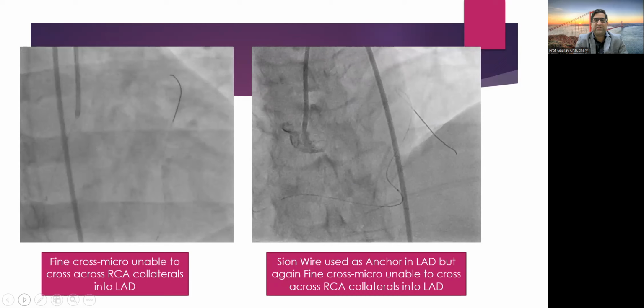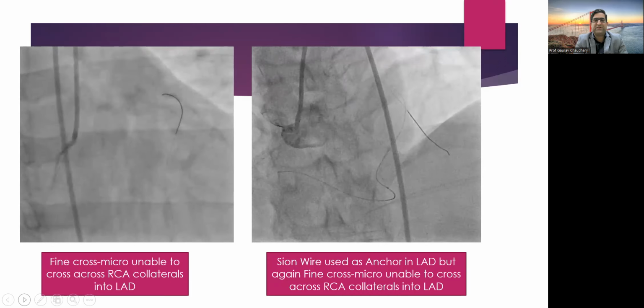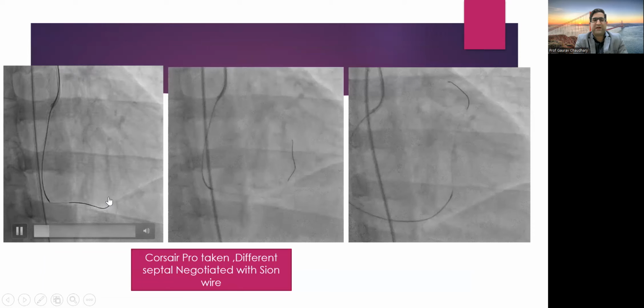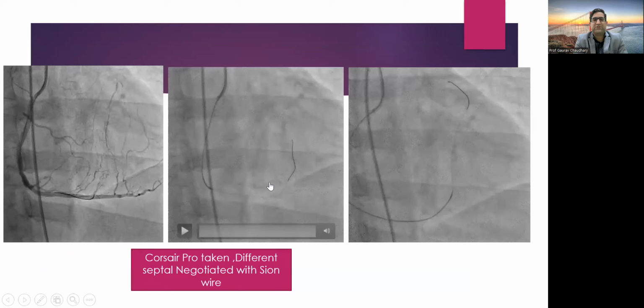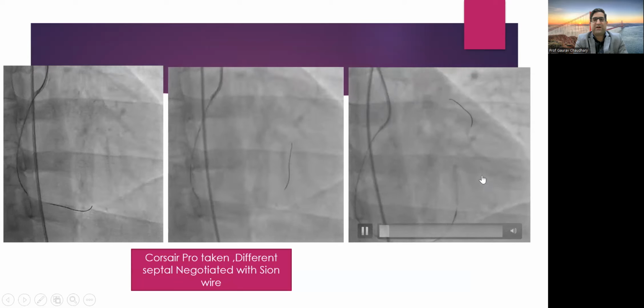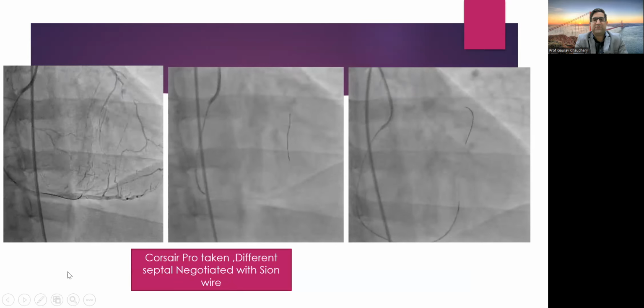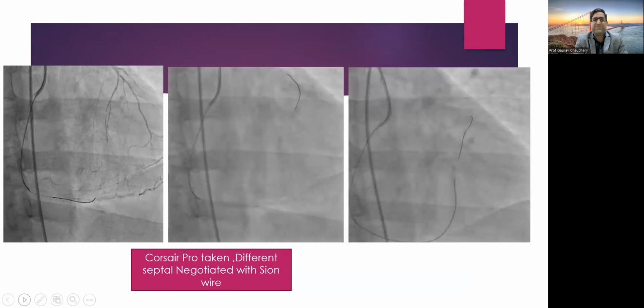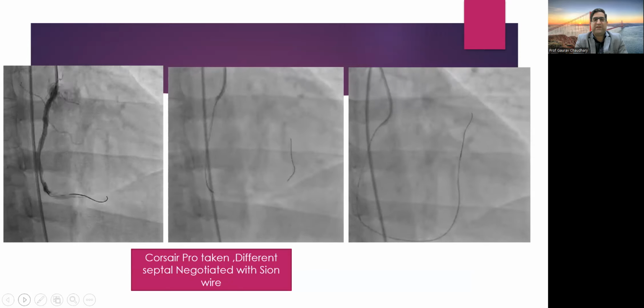and it is very difficult for the fine cross to go across these angulations. For this particular case, we should change the microcatheter, and now the Corsair Pro was taken and a different septal was negotiated this time. And after a lot of efforts, we could negotiate this catheter as microcatheter as well as the wire into the LAD.